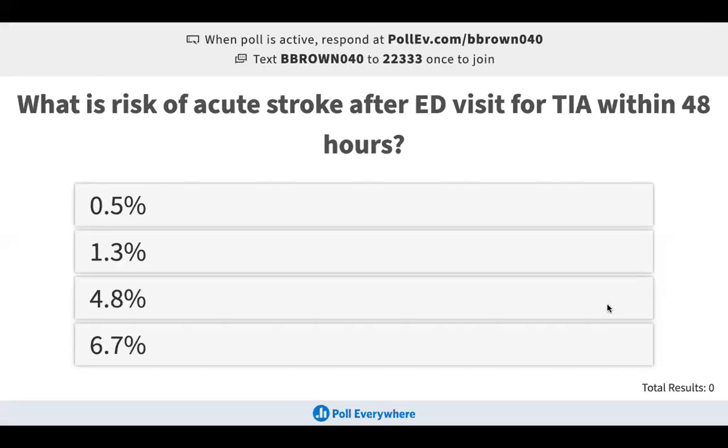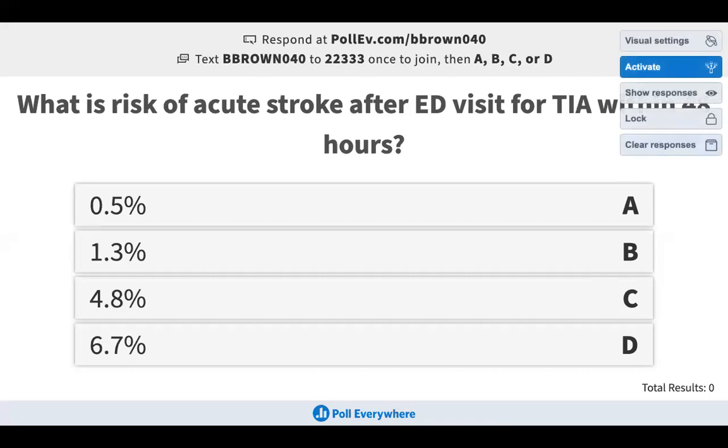Okay, so this is the first poll question, and I think it's open. What is the risk of stroke after an ED visit for a TIA? So if a patient comes in and you diagnose them with TIA, what is their risk of stroke in the next 48 hours?